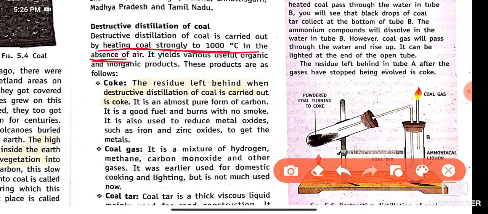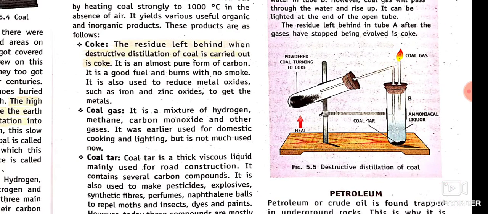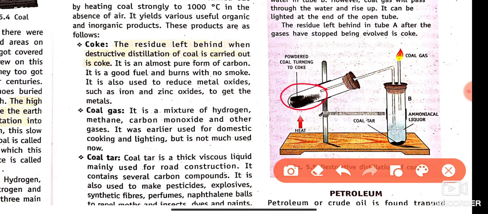Heating the coal strongly to 1000 degrees Celsius in the absence of air yields various useful inorganic and organic products. First is coke. The residue left behind when the destructive distillation of coal is carried out is known as coke. Coke works like charcoal, and it is a good fuel and burns with no smoke.